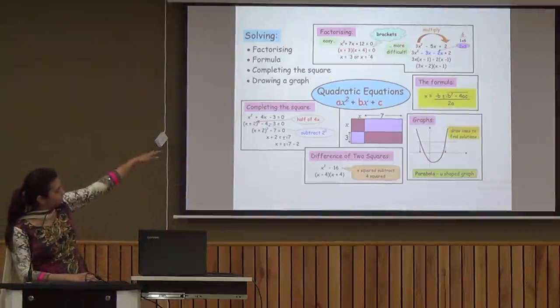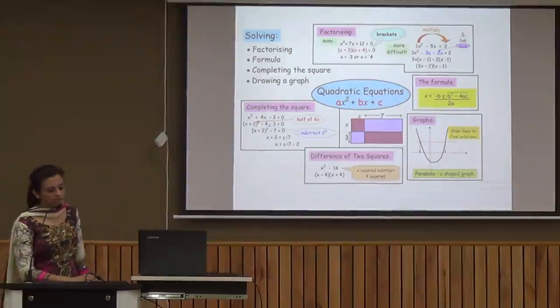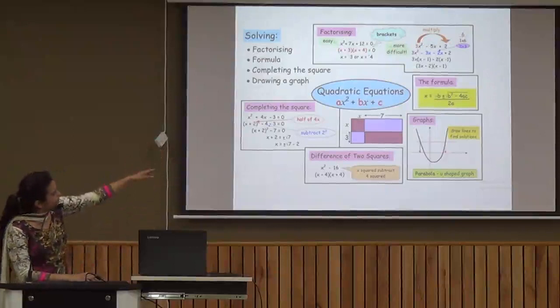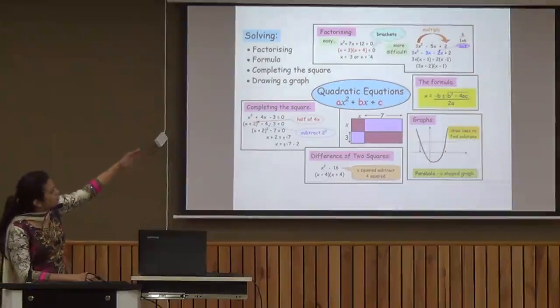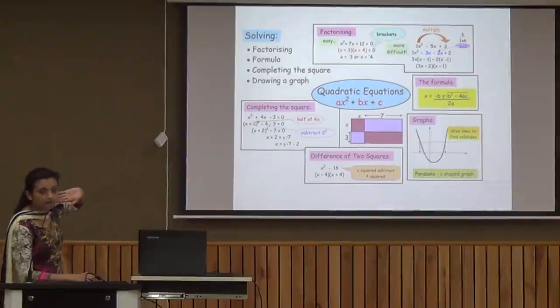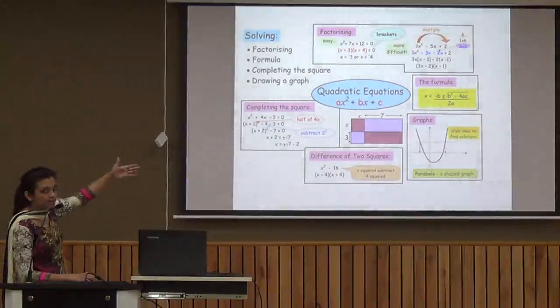It says it's easy. X squared plus 7x plus 12 equal to 0. You can actually use brackets and factorize. And for more difficult things, you can always use splitting the middle term. Then completing the square on the left side, what you do is x squared plus 4x equal to 3, and you add up the same number on both sides, and then you make the whole square, complete the square, and take the square root.